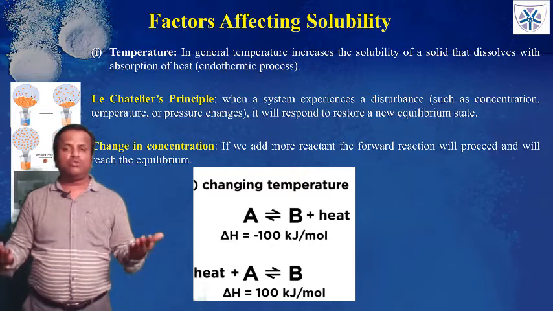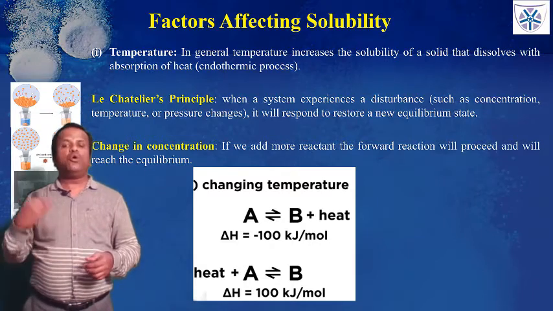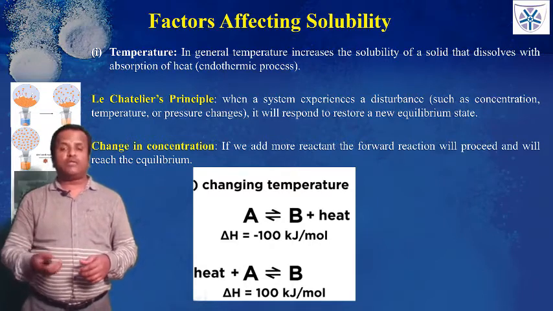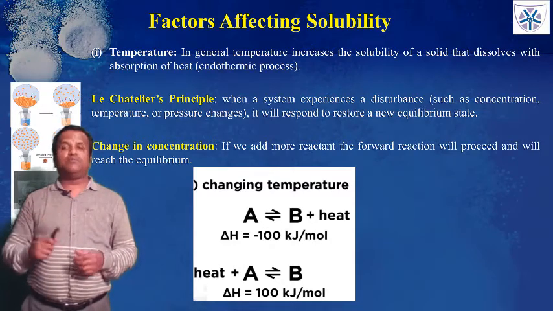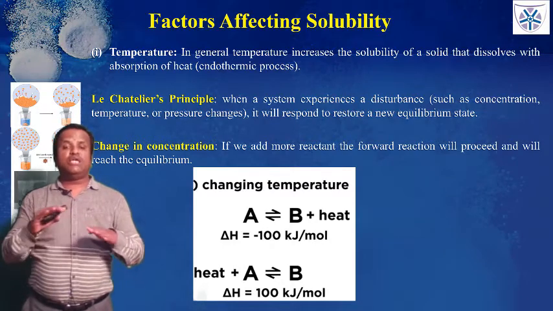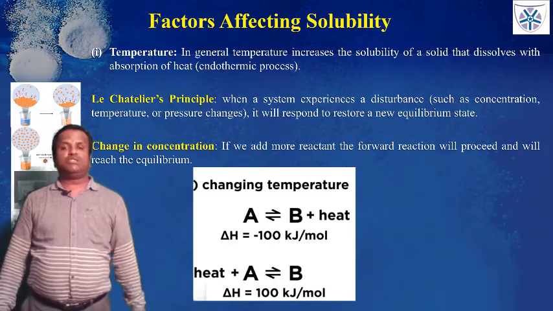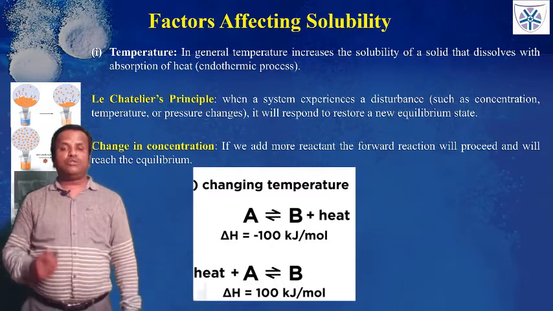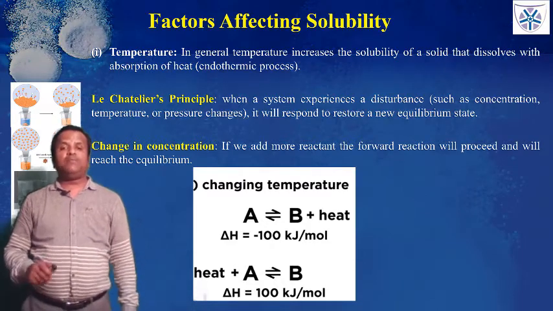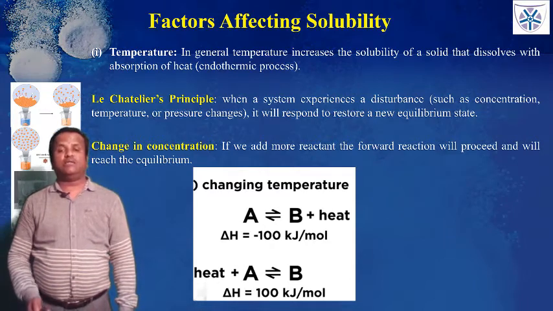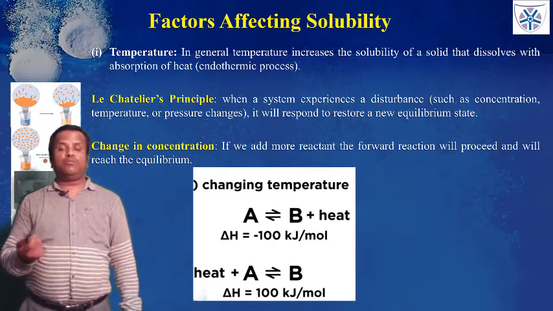That means the concentration of the solution will be increased. If you add more reactant or more solid particles, the forward reaction will proceed and will reach equilibrium. Here the first equation is talking about A to B, which maintains the equilibrium. The delta H is minus 100 kilojoule per mole.